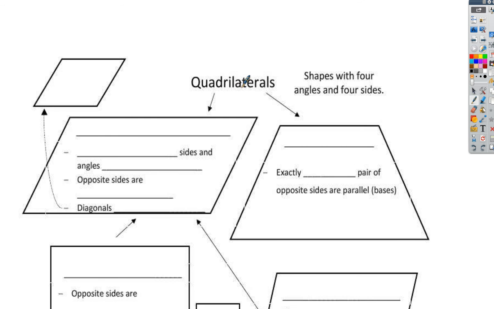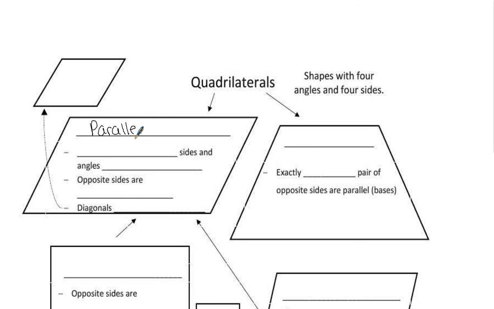So now we're going to turn the page to the back. We're going to talk more about quadrilaterals. So first we're going to talk about parallelograms. In parallelograms, they have opposite sides and angles congruent.